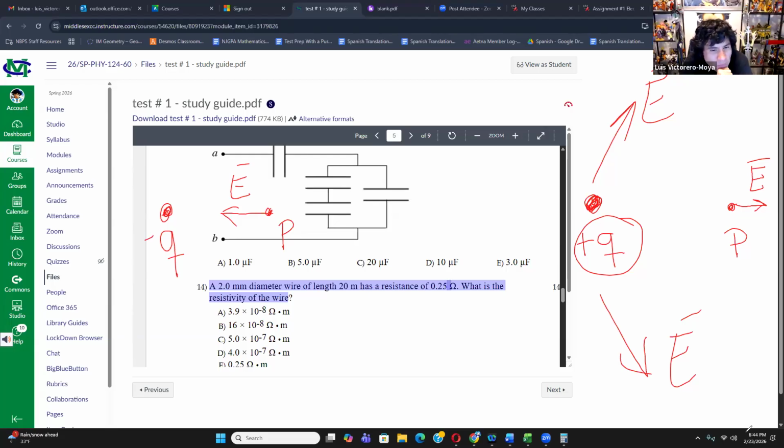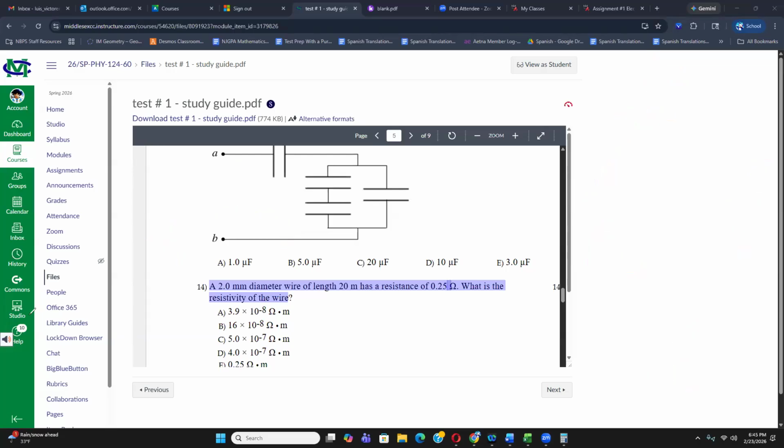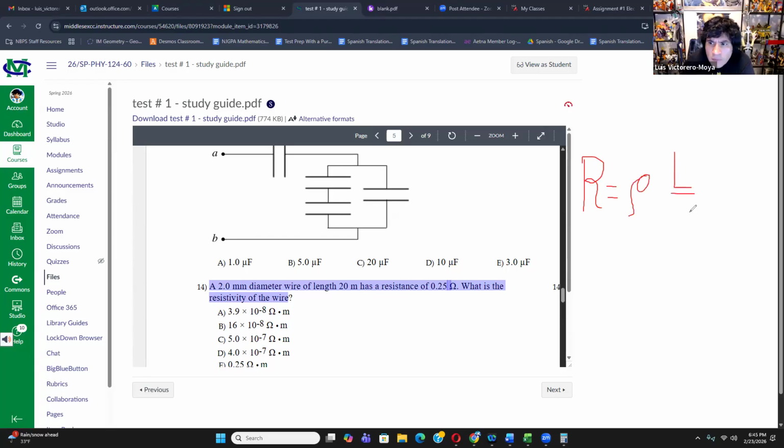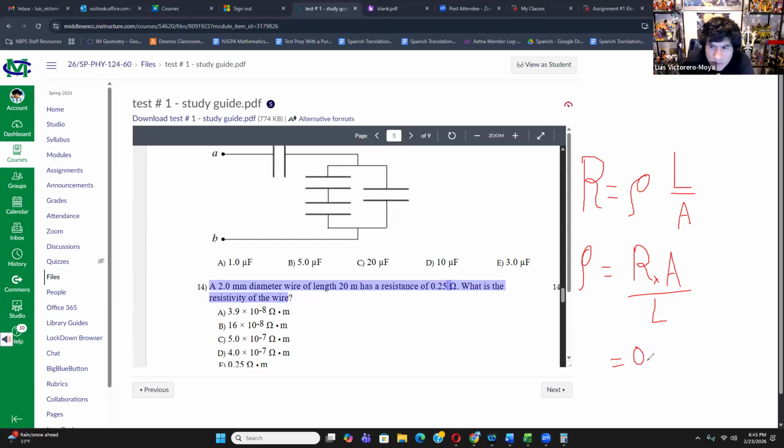Okay, what about problem 14? We should use the formula R equals resistivity times length divided by area. So you want to find the resistivity. Resistivity is just resistance times area over length. And the area is pi r squared, right? I think it's B, yeah.